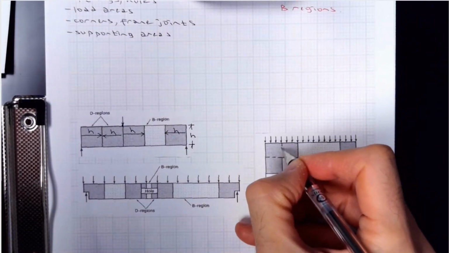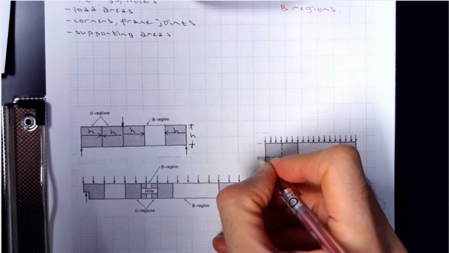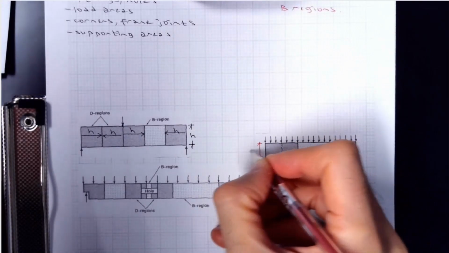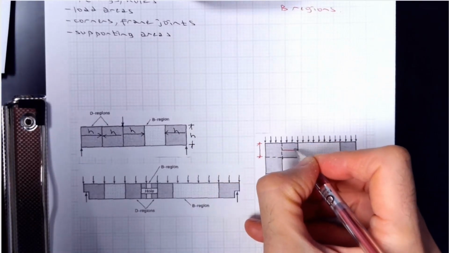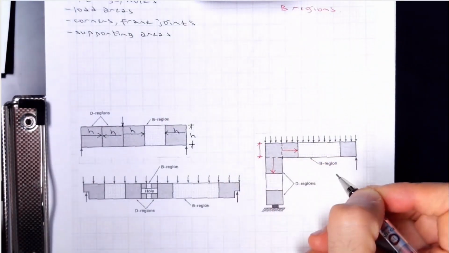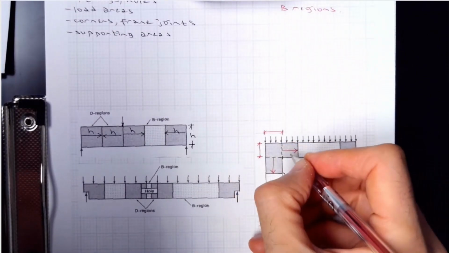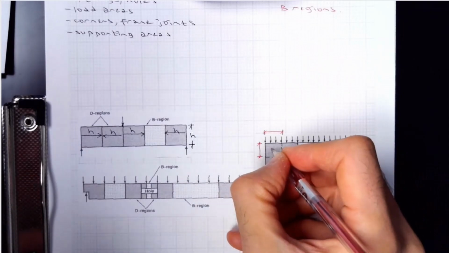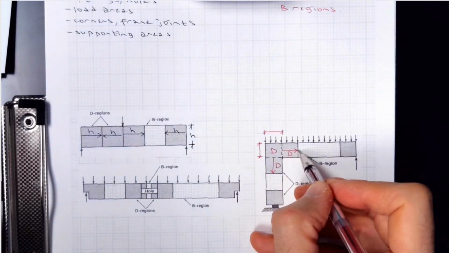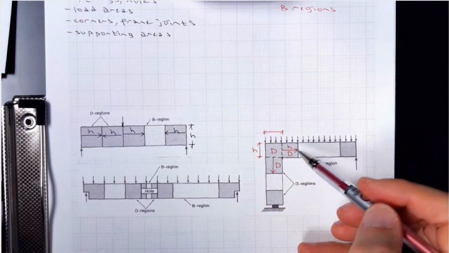In a joint situation, you identify the face of the joint and then go that much this way and then this way for determining D regions. Joint core is always D region, but also H away, you know, call this for example H. This is also D region.